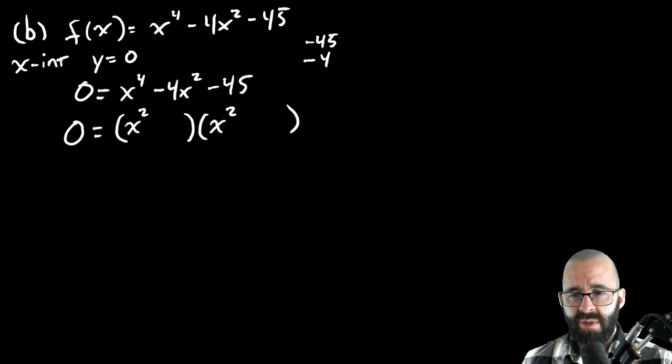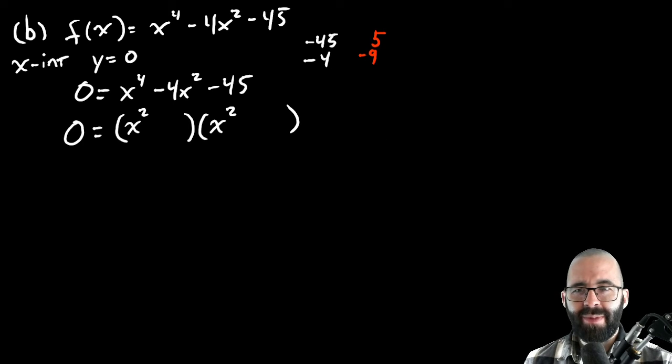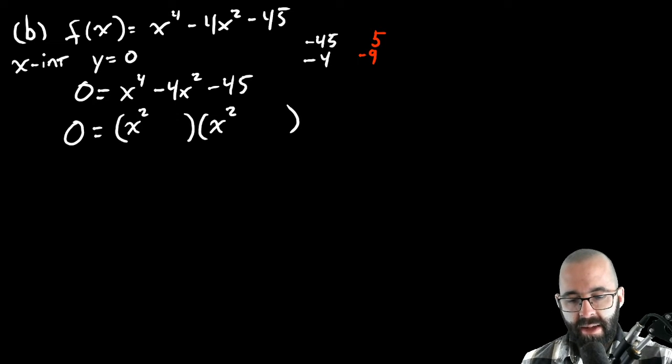So let's see, we're going to have to go through some pairs. Well, they have to add to negative 4, so like this doesn't work at all. 5 times negative 9. I was actually planning on listing a bunch until I got to the right answer. It just so happens that I started by listing the right one. These two numbers multiply to negative 45 and they add to negative 4. So that means there's a plus 5 and a minus 9.